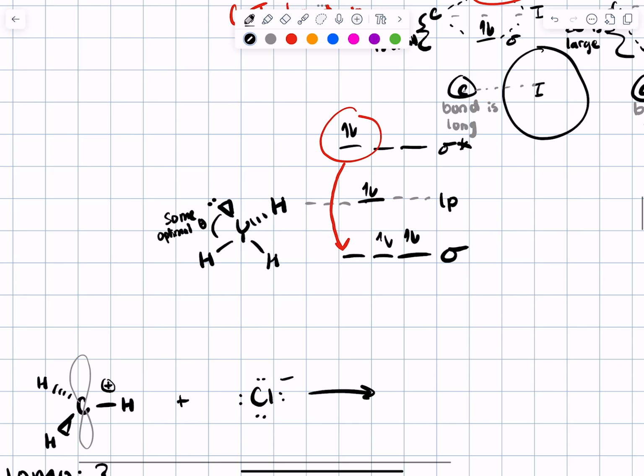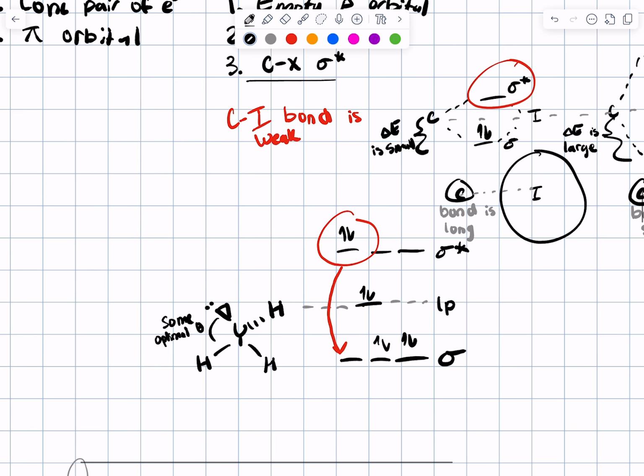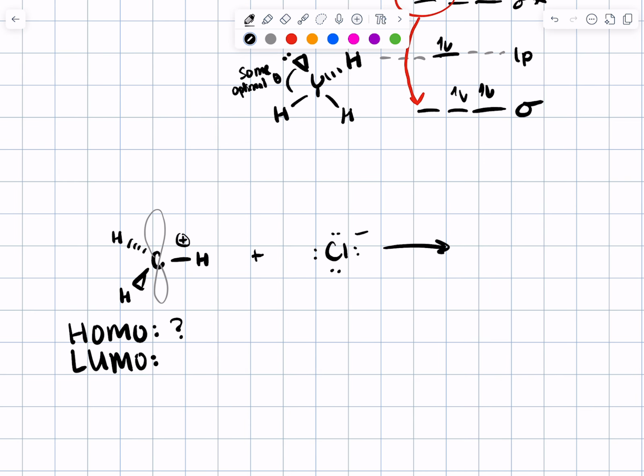What I do have, though, is an important LUMO. Once again, looking at my list, I'm looking for an empty p, a pi star, or a C-X sigma star. So right away, I see number 1 on the list: the empty p orbital.